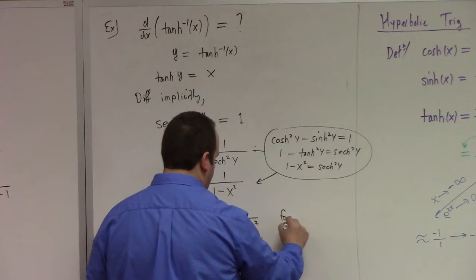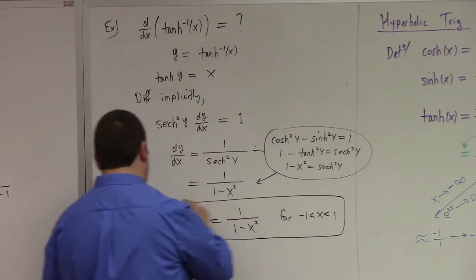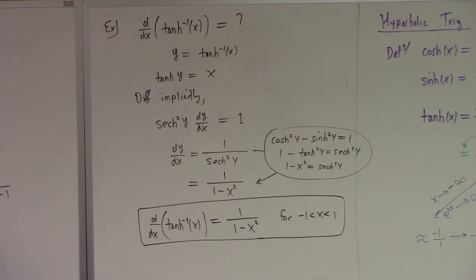And this, of course, is for minus 1 less than x less than 1, because that's the domain of the inverse hyperbolic tangent. I sometimes forget to write those qualifying statements, but you should understand that we are still responsible for them when they matter.